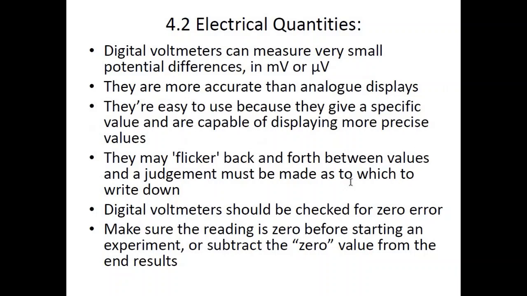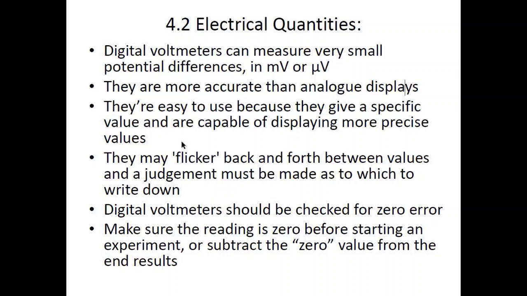The digital voltmeters can measure very small potential differences as well, in microvolts or millivolts. They are more accurate than analog displays. This is millivolt and this is microvolt. They are easy to use because they give a specific reading and you do not have to look at a moving needle and try to decipher the exact value for it. They also display more precise values. However, they are very sensitive, so they tend to flicker. The reading keeps on changing, so it can be a little difficult to decide which reading to take.